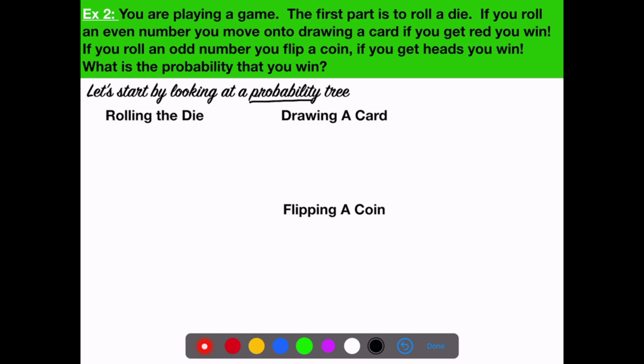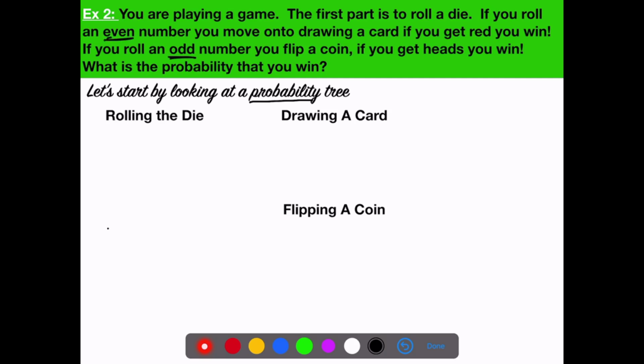But we're going to look at the different outcomes of rolling a die. Now, if I looked at every single outcome, I'd have 6 branches here. 1, 2, 3, 4, 5, or 6 on my dice. But I don't actually care what number's on the dice. All I care about is if it's even or odd.